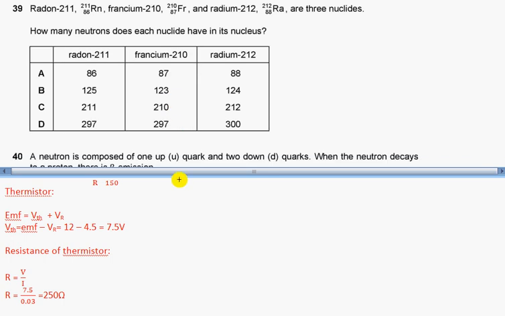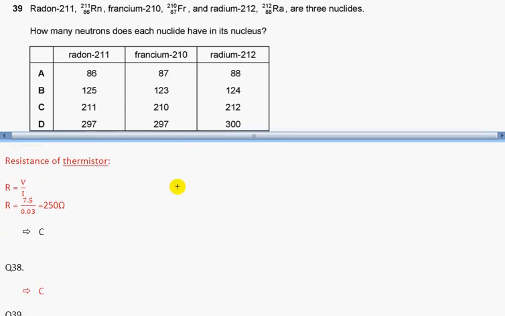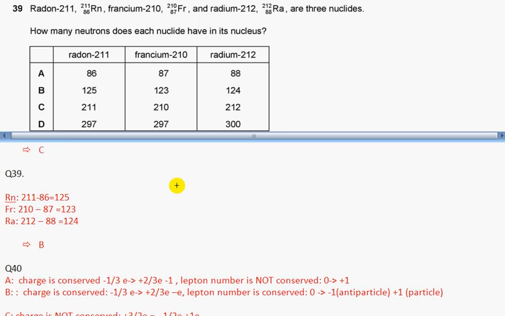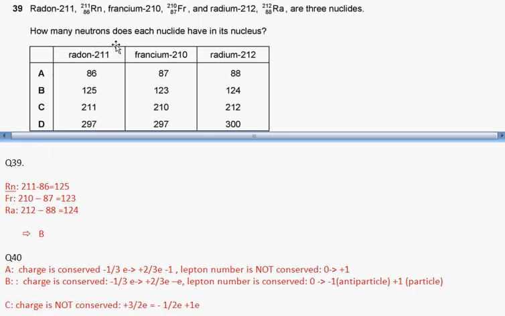39. How many neutrons does each nuclide have? So, nucleon number is the top value, proton number is the bottom value. The difference between nucleon number and proton number gives us the neutron number. So for each we calculate and we find that this is line B.